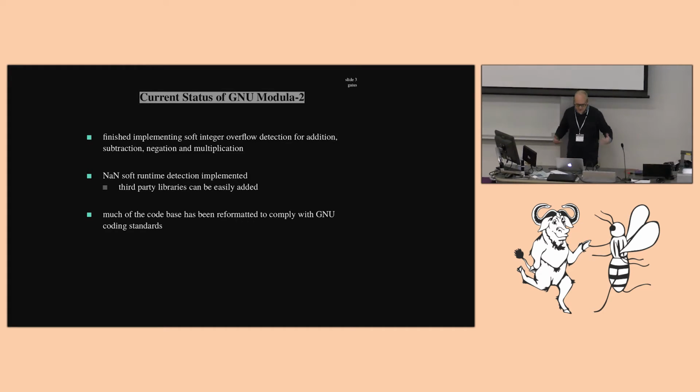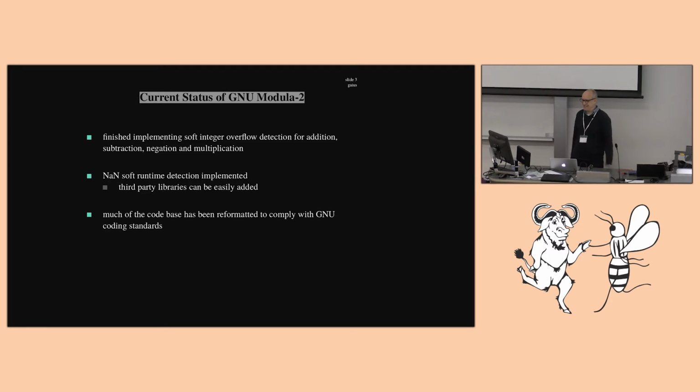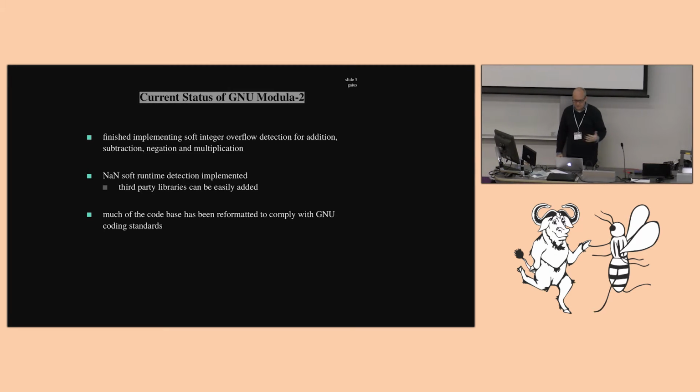Okay, so status. Finished implementing soft integer overflow detection for addition, subtraction, negation, and multiplication. NaN runtime is detected, and third-party libraries can be added. Much of the code base is being reformatted to comply with the GNU coding standards, and that's an ongoing thing. My major desire in the future is to push this into the tree. It's been way too long. That's the embarrassing bit. Thank you. Yeah, it must go into the tree, and everything else is secondary to that from now on.